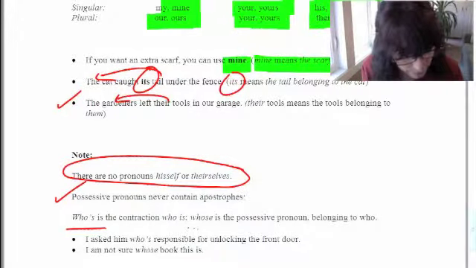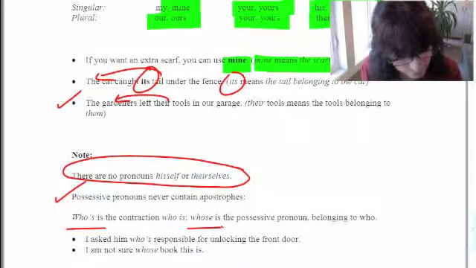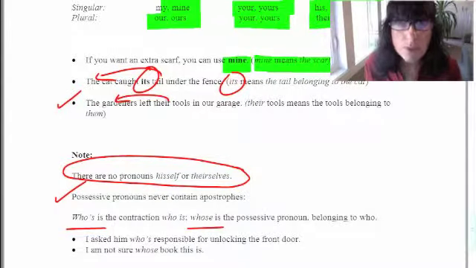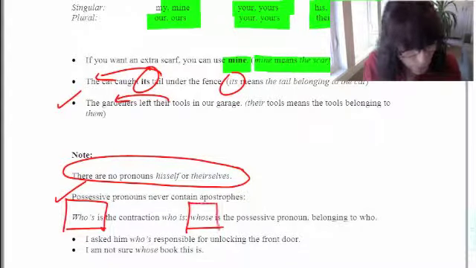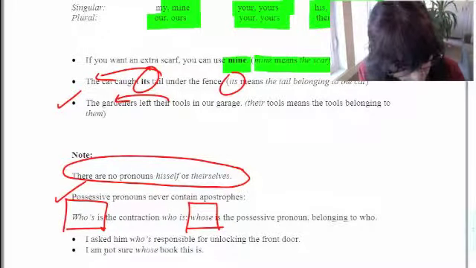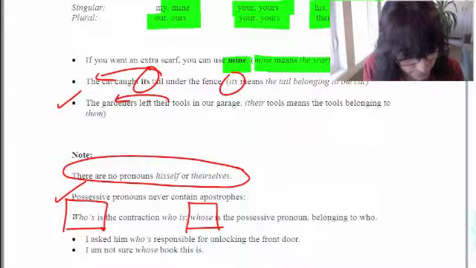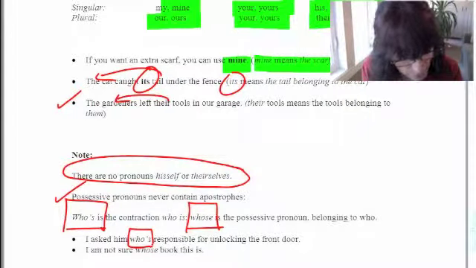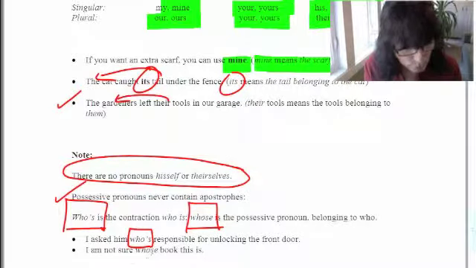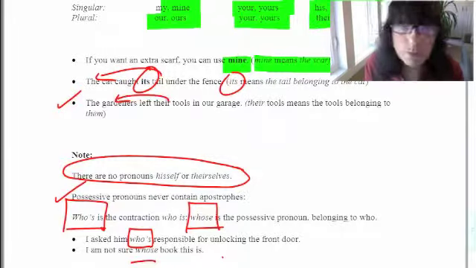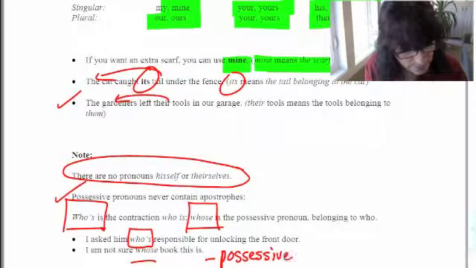So let's take a look at this. Whose and who's. Those are homonyms. And I have a video on homonyms as well. Which of these is the possessive form? Well, in this one, I asked him who's responsible for unlocking the door. That is not possessive. That's a contraction meaning who is. But for the possessive form, I am not sure whose book this is means who does this book belong to. So this second example is the possessive pronoun.